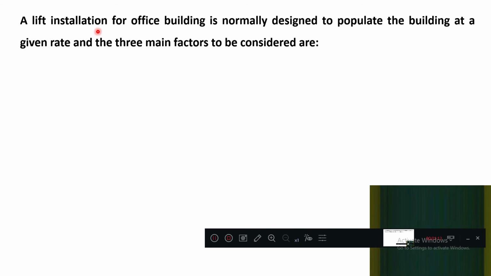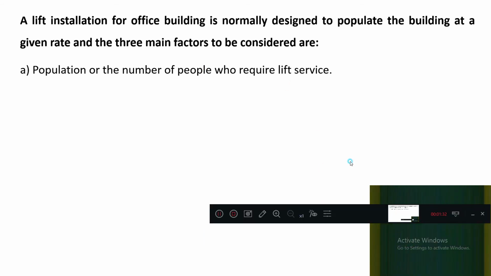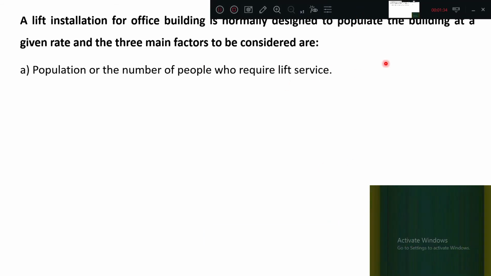A lift installation for an office building is normally designed to populate the building at a given rate. It's designed for a given rate of speed, and three main factors are to be considered. What are those three? The population or number of people who require lift service. Very important. How many people are using the lift?